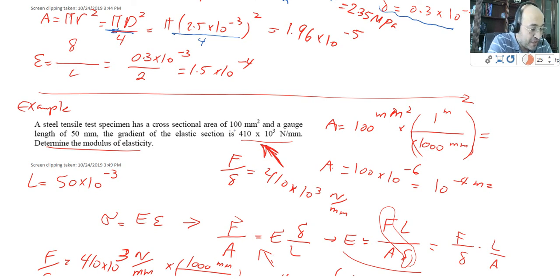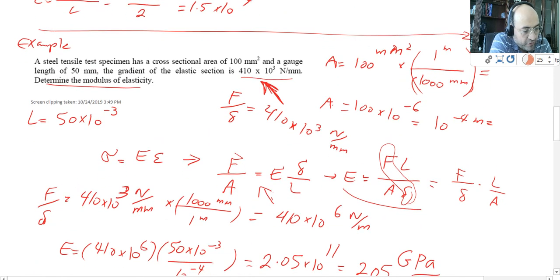So basically, what they say, the gradient of elastic section, which is Newton over meter, or actually some sort of Newton per millimeter. We call it F over delta. So meaning that for every delta, how much force you have, or how much it becomes elongated for that delta. So F over delta is this much. The area is given to us. Then we can move on from there. The length is given too. So again, what the question asks us is to determine the modulus of elasticity.